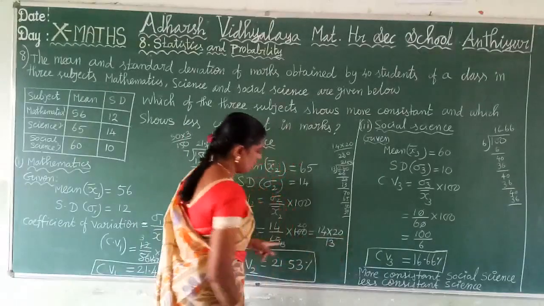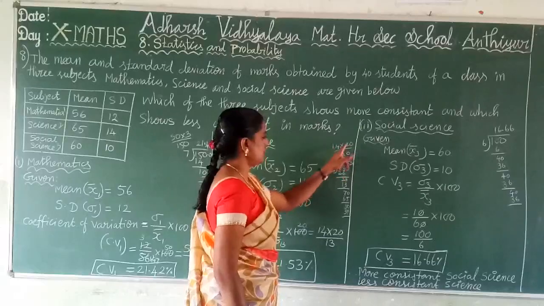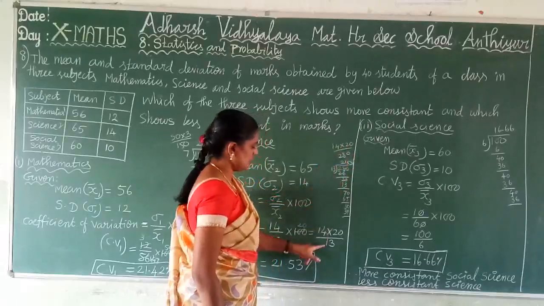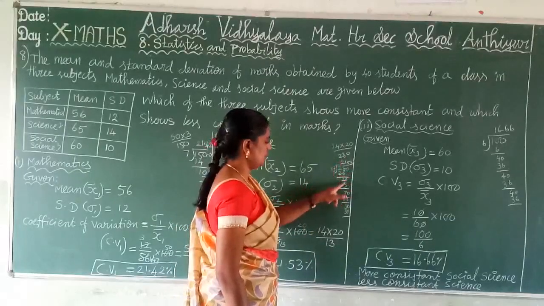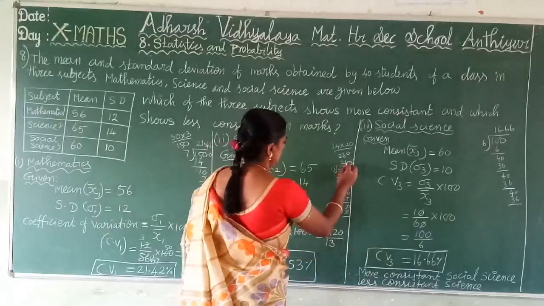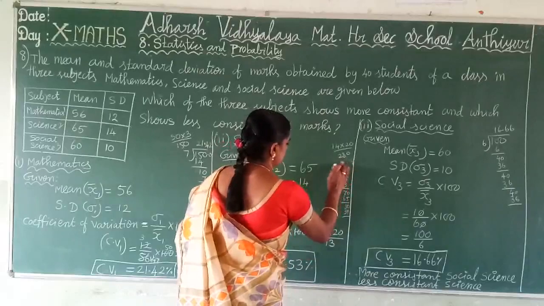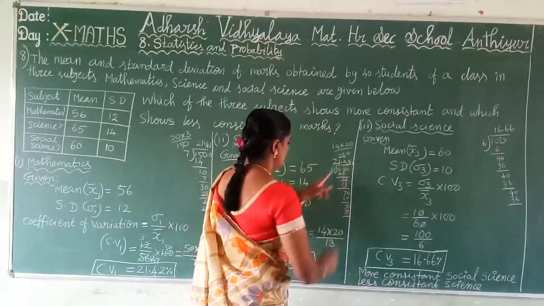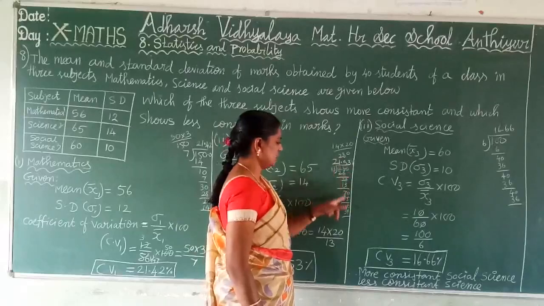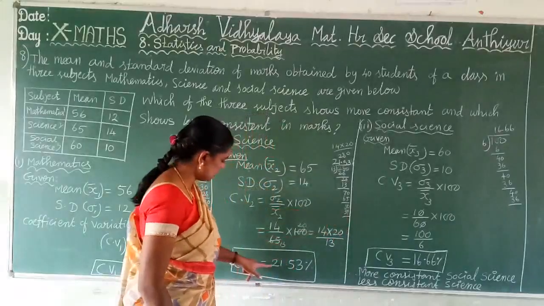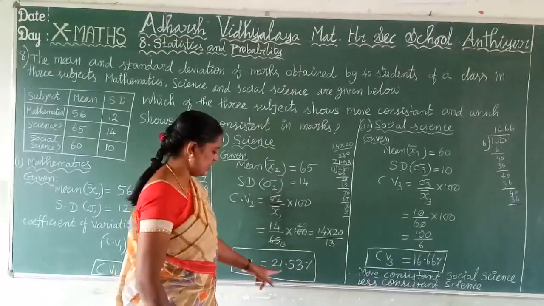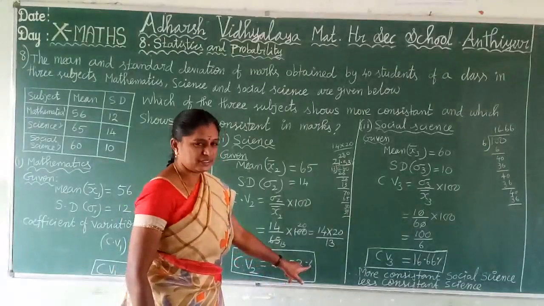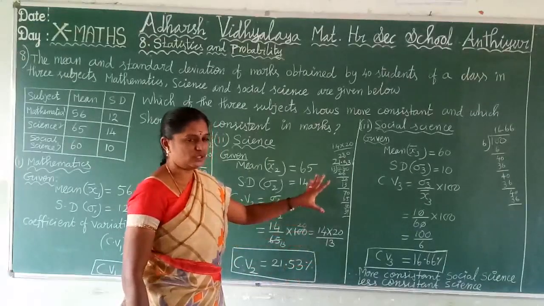by 13. And 14 into 20: 2 4s are 8, 2 1s are 2, so 280 divided by 13. So divide: 2 13s are 26. Remainder 2, 20. 1 13 is 13. The remainder is 7, 70. And here put the decimal point. 5 13s are 65. Remainder 5, 50. 3 13s are 39. So 2 decimals over. So at last we get 21.53 percentage. That is the science coefficient of variance, 21.53 percentage. Clear?